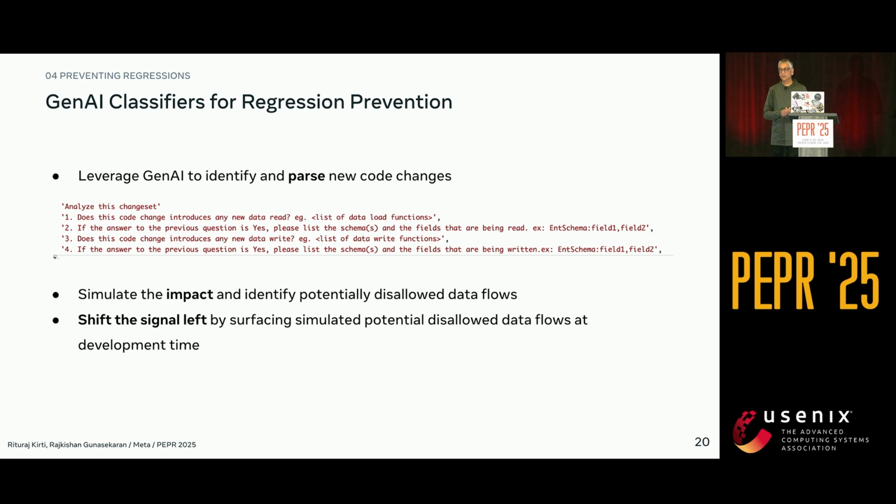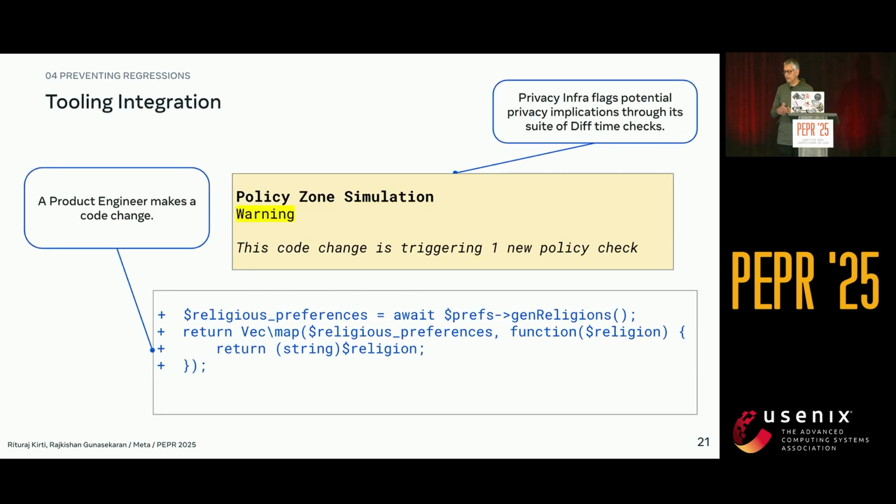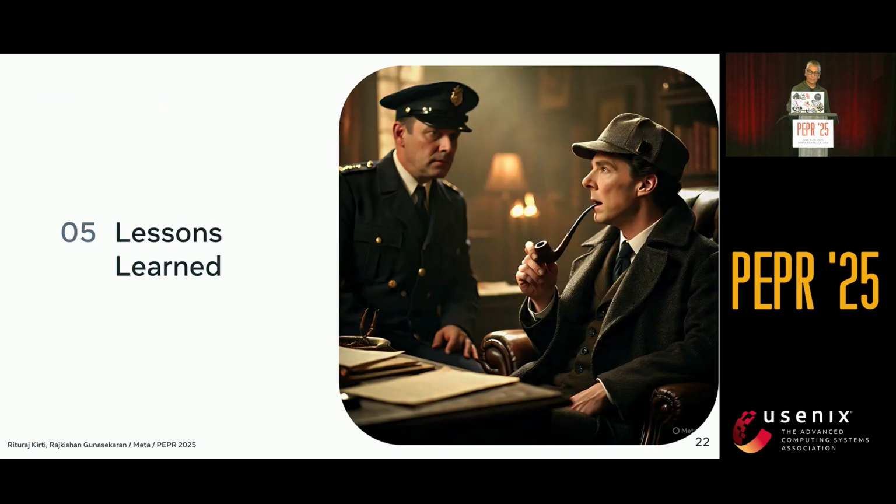So in this case, we can parse code changes, have it suggest if there is a data read or write happening, then use that to understand and simulate the impact of the data read and write. Is that going to potentially trigger a disallowed data flow? And then use that simulation result to flag code changes at diff time. So here's again an example. Someone is loading the religious preference data, and we can detect the data flow and simulate it and say that this might be causing a disallowed data flow, so take a look at it.